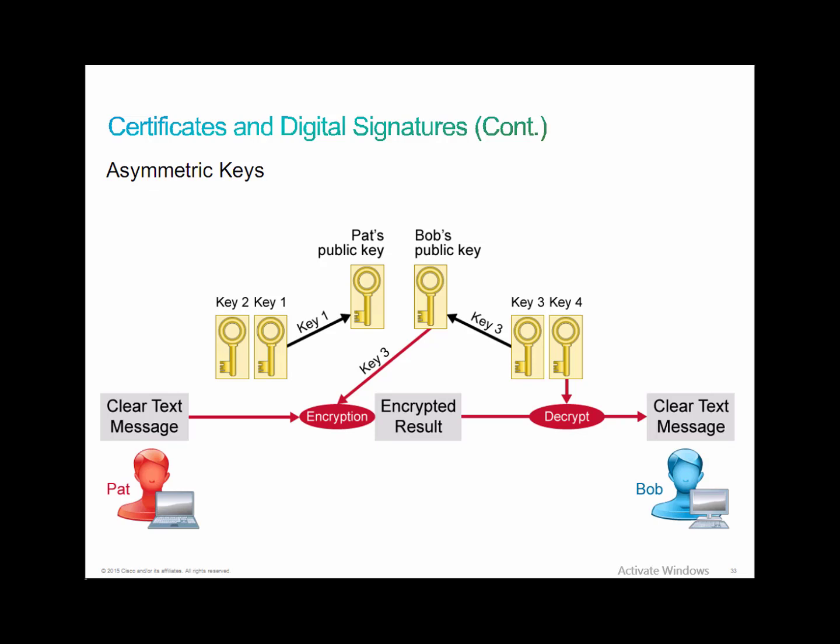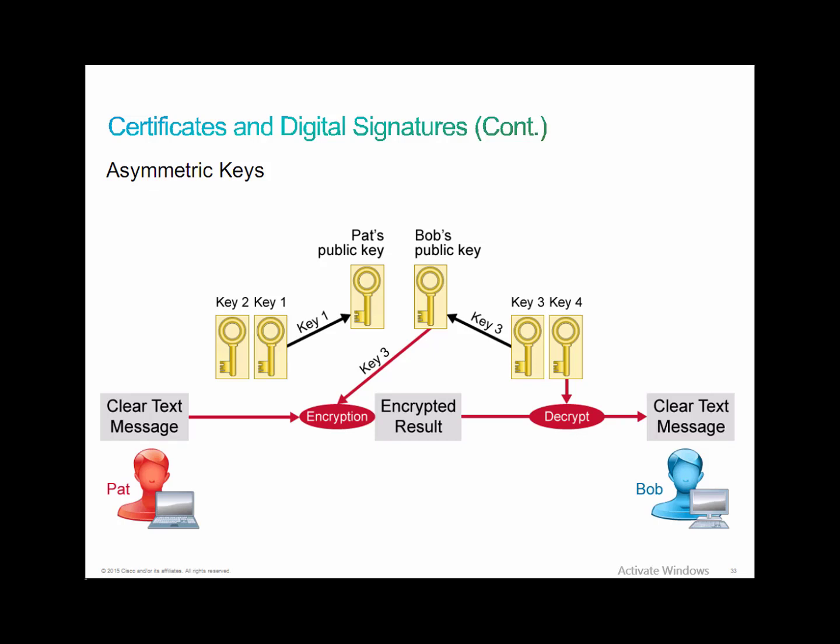That's given over to Pat. Pat uses key 3 to encrypt the message because he knows that Bob, who's the only one that has key 4, is going to be the only person that can actually decrypt what he encrypts with key 3. Bob doesn't give away key 4, which is his private key. In fact, even in a signing request, even when something is being signed by a third party, we don't actually ever share the private key.